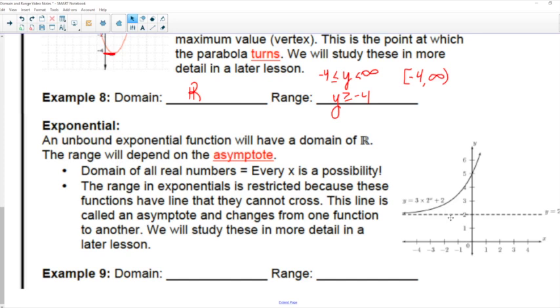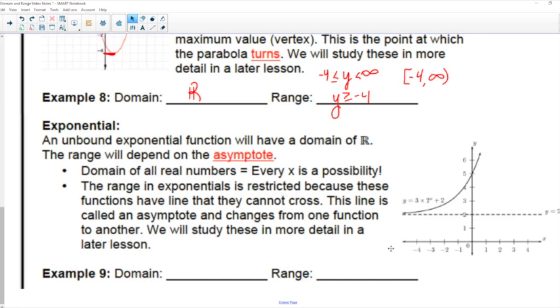So the domain of all exponential functions is all real numbers. That means every x is a possibility. The range is restricted because these functions have that line that they can't cross. It's called an asymptote, and it changes for each function. So it's going to change. Let's look at the answers to this then.